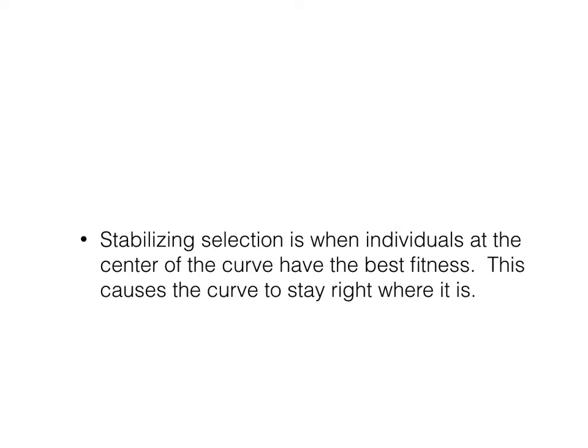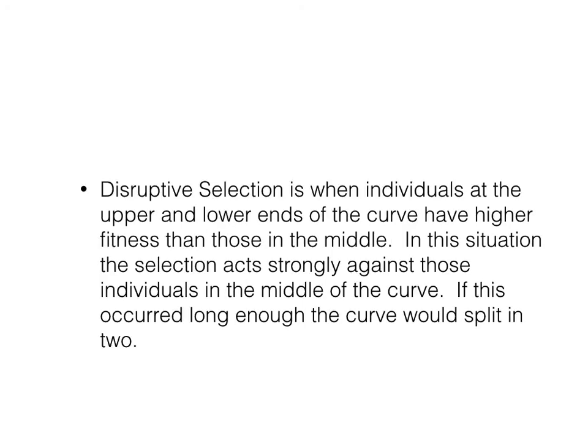Stabilizing selection is where the middle has the best fitness, and the curve pulls inward on itself, becomes more narrow, and stays where it is, but gets a little tighter in the middle. And then disruptive selection is when individuals at the upper and lower ends of the curve have higher fitness than those in the middle, and selection acts strongly against those individuals in the middle of the curve. So the two ends are the best, and the one in the middle is the worst. The curve goes up, down, and back up, creating an M shape, and if it occurs long enough, the curve would split in two.